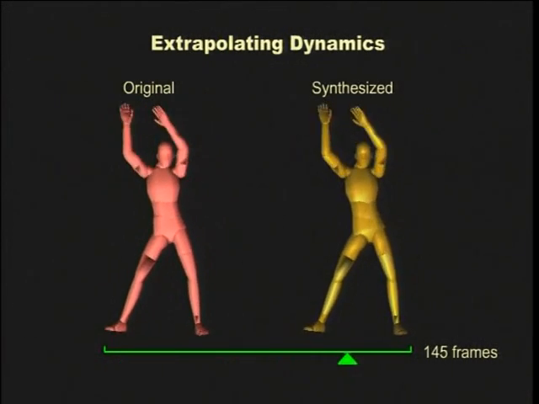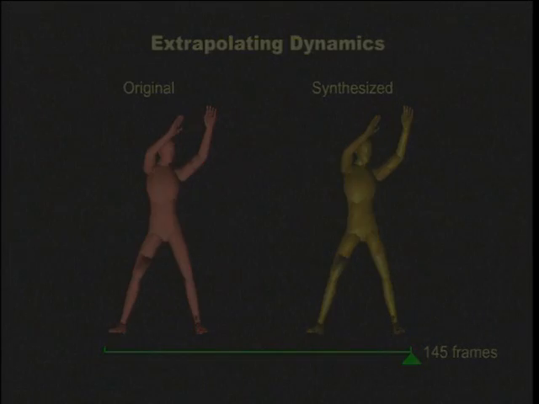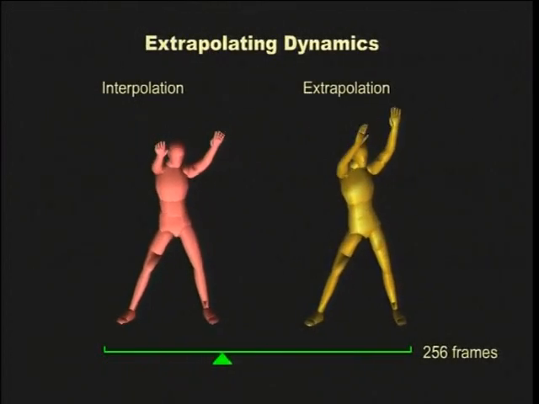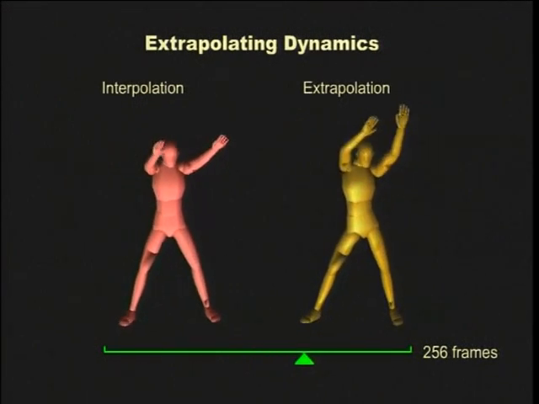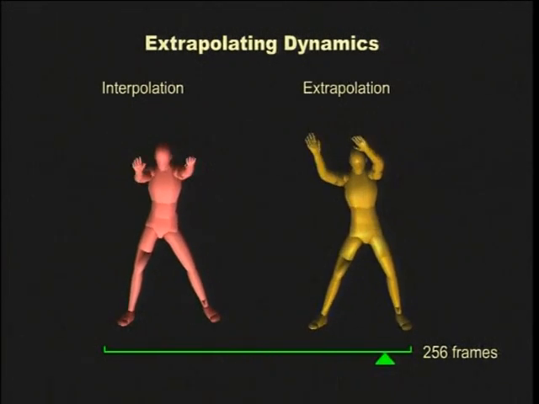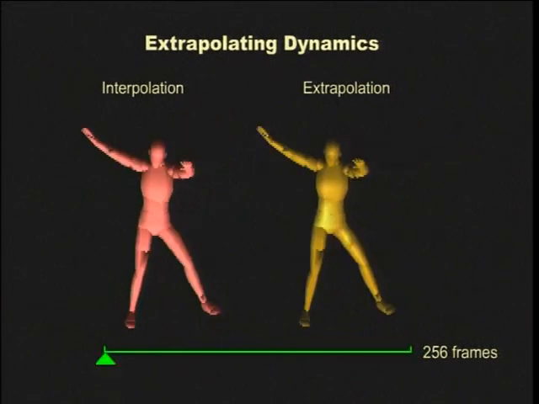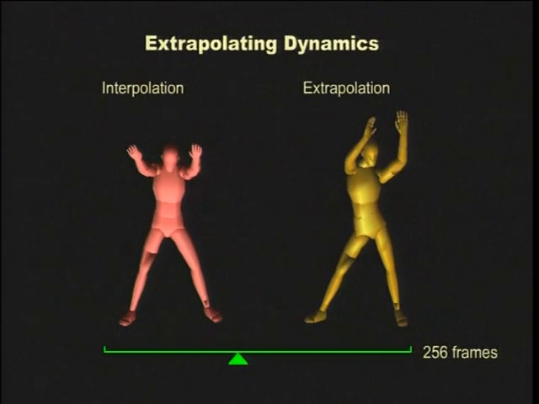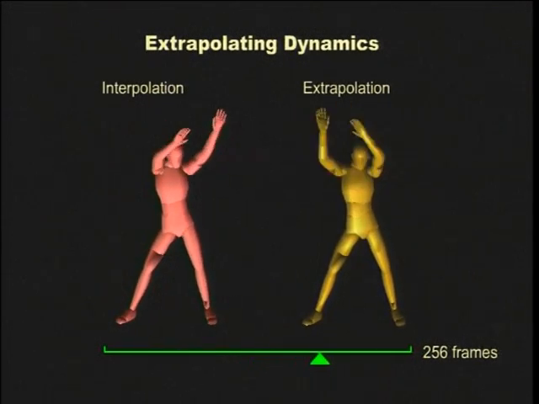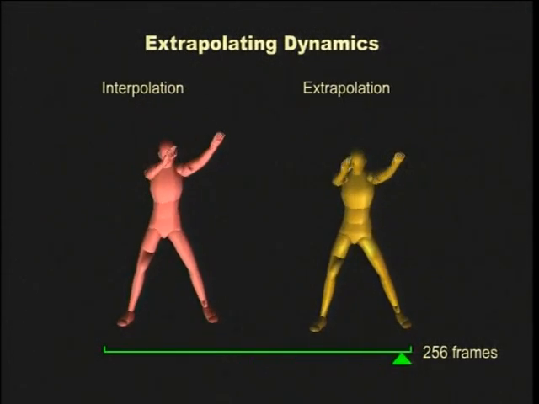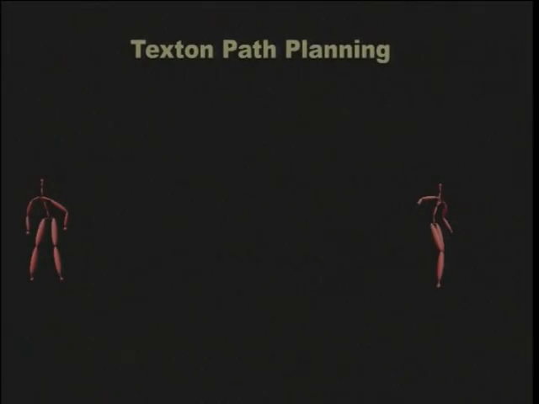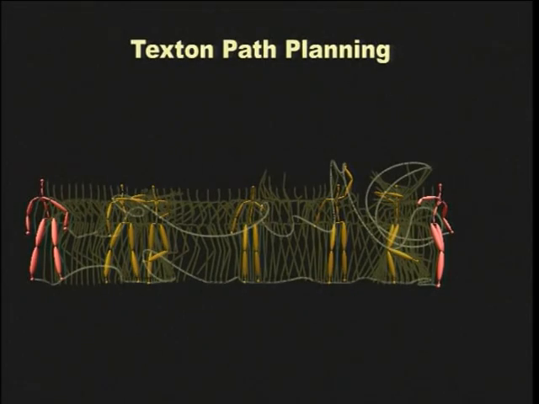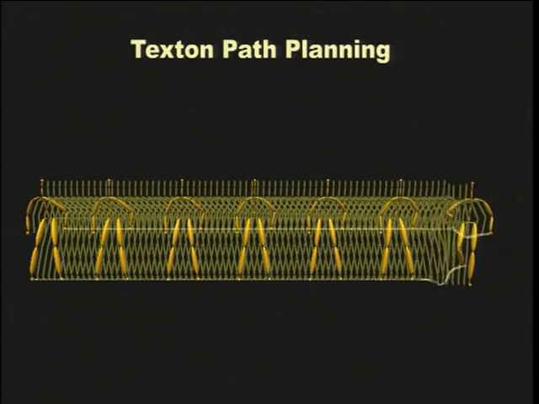With the learned texton, we can not only synthesize the original motion as shown on the right, but also extrapolate new motion dynamics. Simply linear interpolating to a longer sequence would have slow motion effect, as shown on the left. Our algorithm extrapolates dynamics well, as shown on the right. Given two textons, our algorithm automatically finds the optimal in-between texton path.